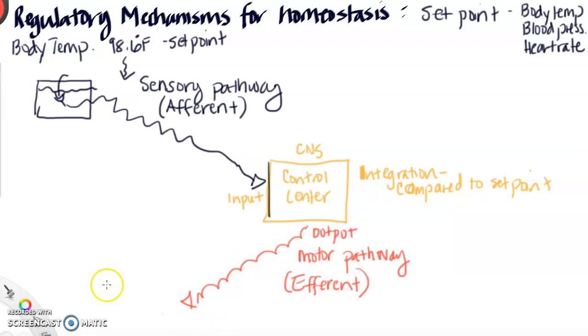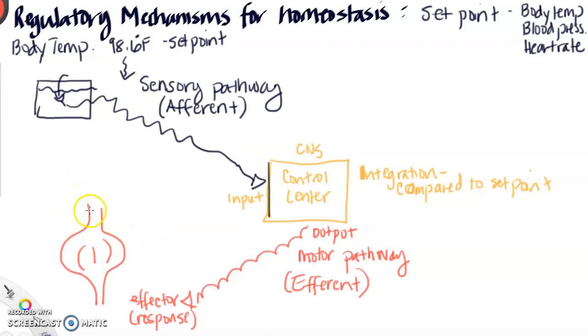Here's the output, down to something called an effector. And the effector will create the response. So in this case, if we are too cold, it's going to send the response information to skeletal muscle, and it's going to cause skeletal muscle to shiver, creating heat, heating the body back up.